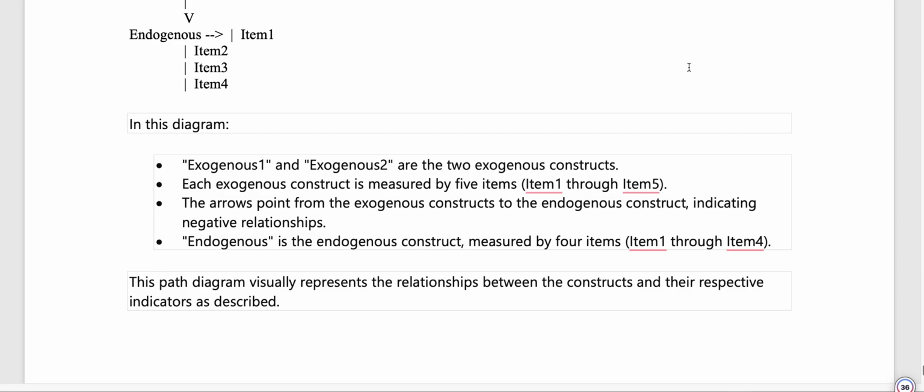Each exogenous construct is measured by 5 items, item 1 through item 5. The arrows point from the exogenous constructs to the endogenous construct, indicating a negative relationship. The endogenous construct is measured by items 1 through 4. The path diagram usually represents the relationships between the constructs and their respective indicators as described.